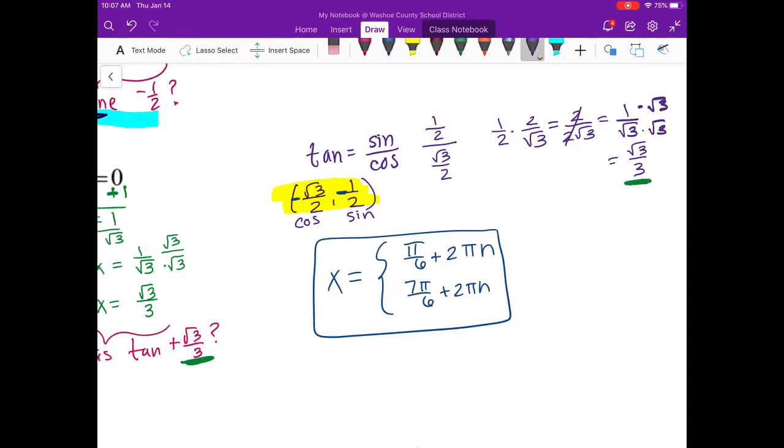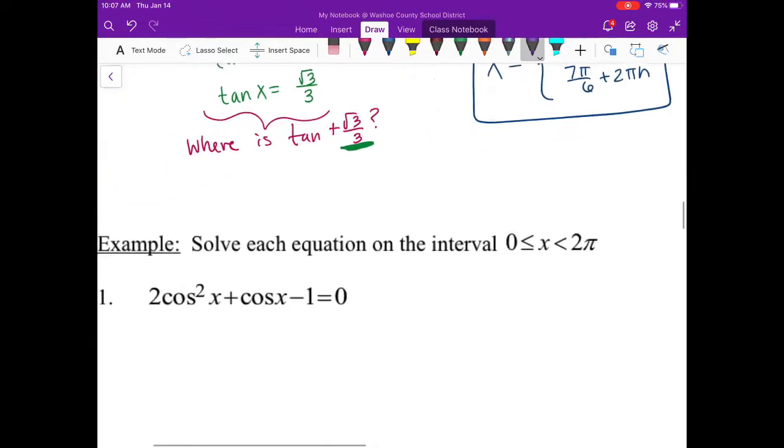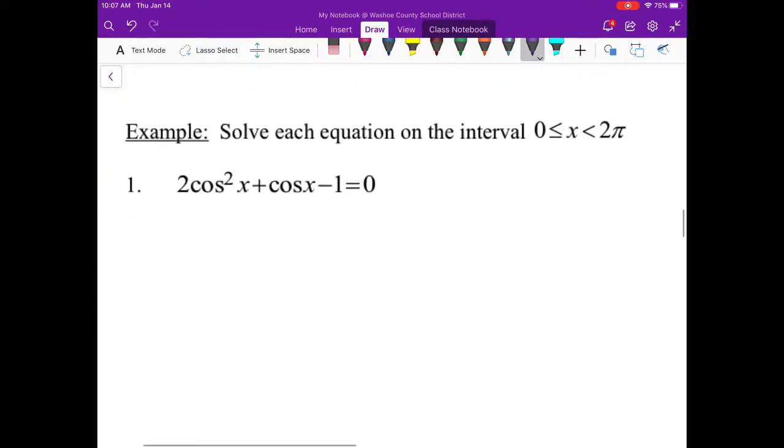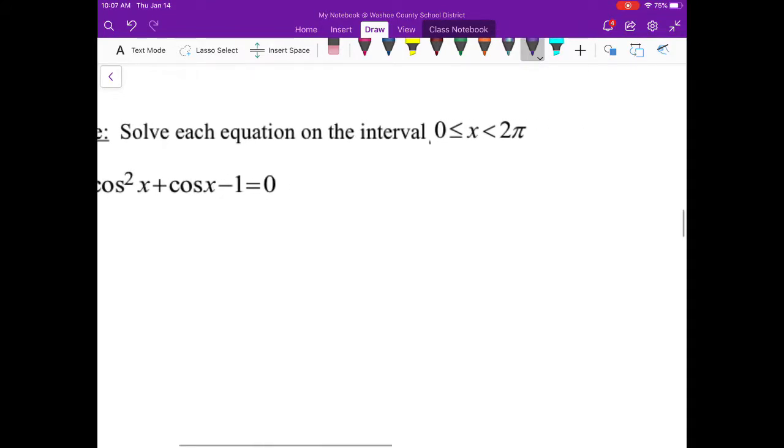All right, so let's get into actually solving these equations on the interval 0 to 2 pi. So this just means that the answers need to be within the unit circle, okay? No longer need to add the 2 pi n. Need to be within unit circle.